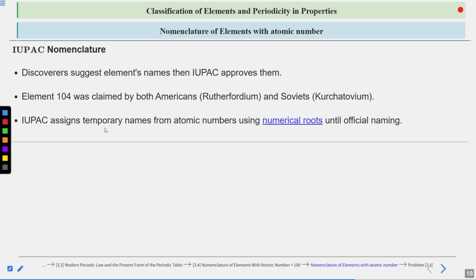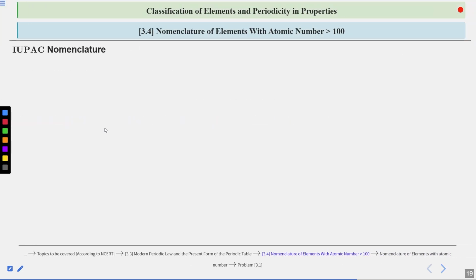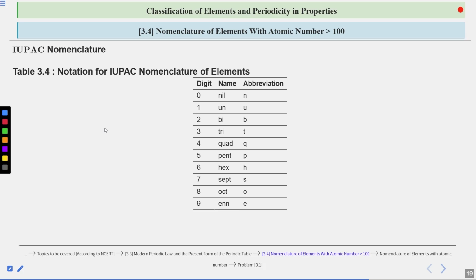Now how do we assign it? It is based upon numerical roots. We will look at it now. If you are doing so, you have to follow notations for the IUPAC nomenclature of the elements, and its roots are given in the following way. If the number is 0, write nil. If it is 1, write un, and also remember its abbreviation. This is the most important point. Remember its abbreviation. Similarly for 3 it is tri and the abbreviation is T, and so on.